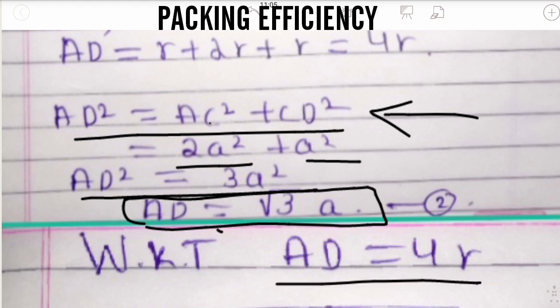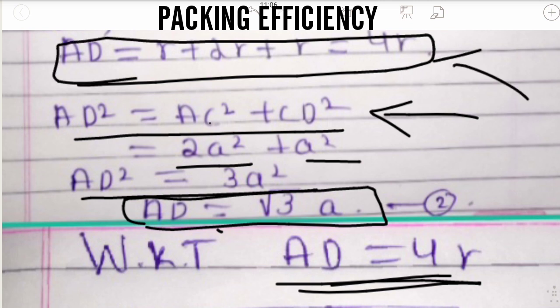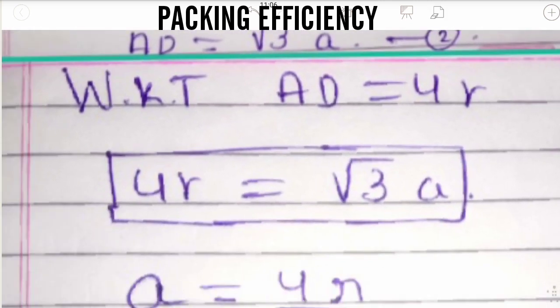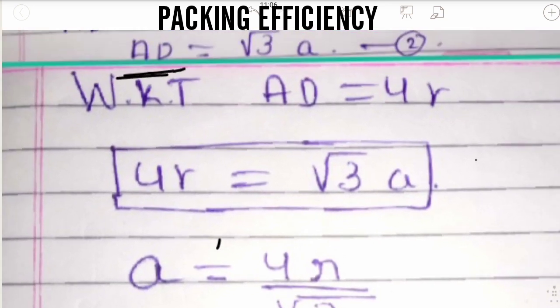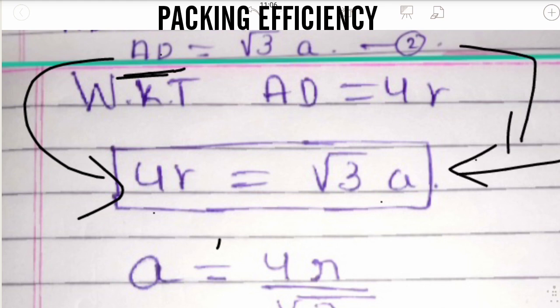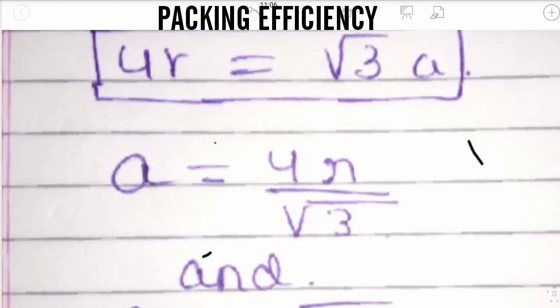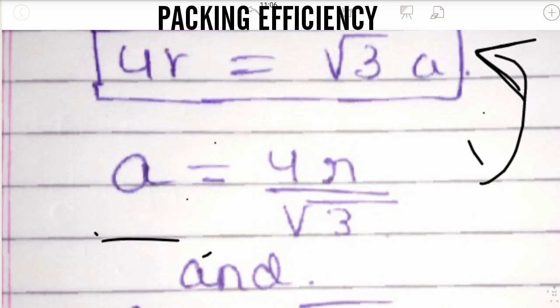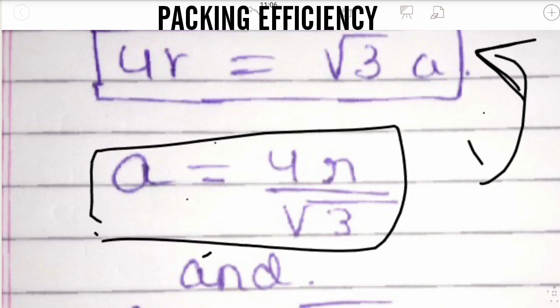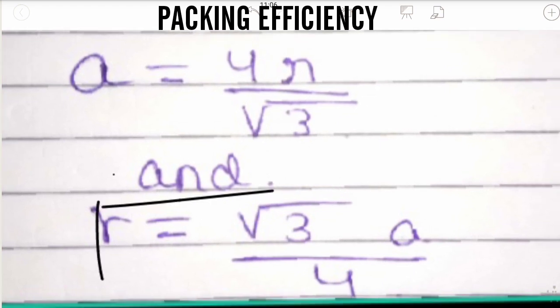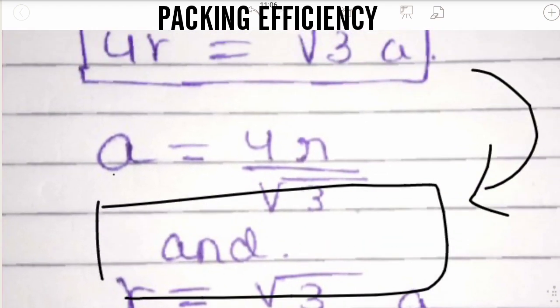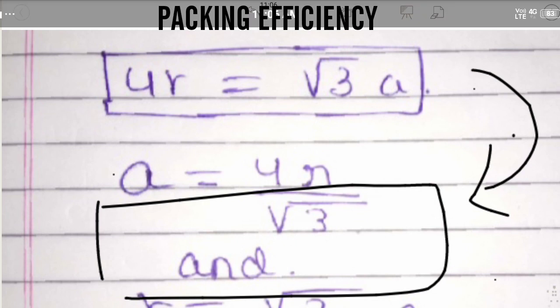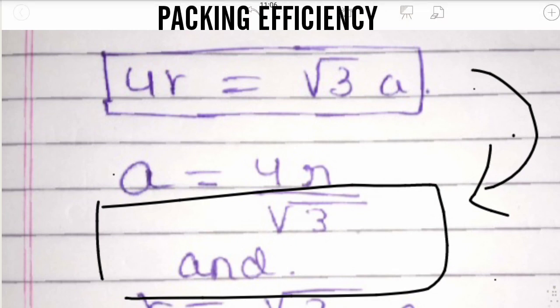We know that AD is equal to 4R. So put the value of AD here: 4R is equal to root 3 a. We can find the value of a and R from this equation. So a is equal to 4R by root 3, and R is equal to root 3 a by 4.